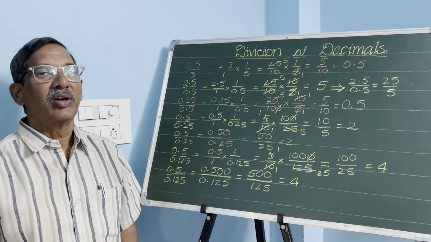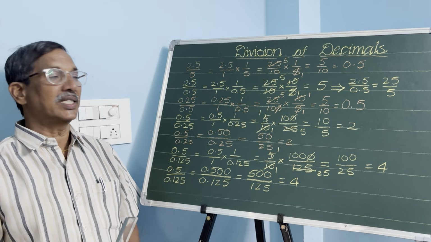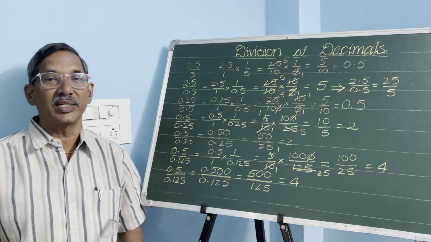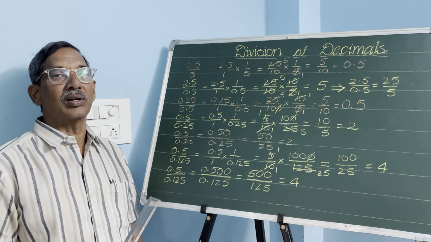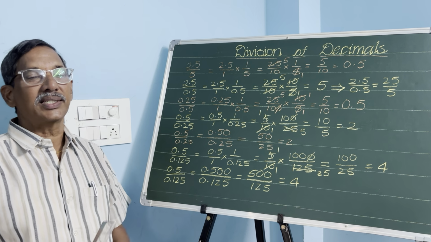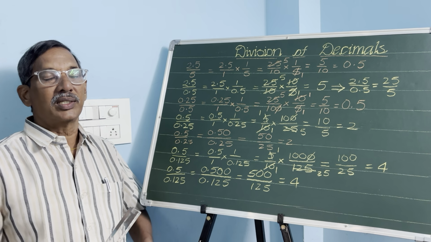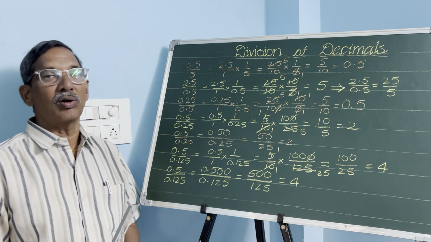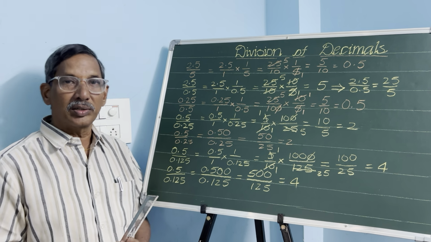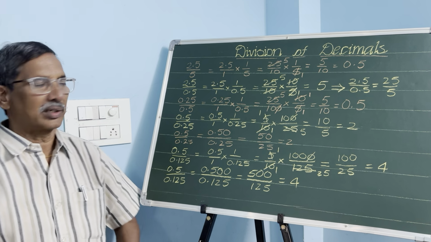In this session, we will talk about division of decimals, decimal fractions. Division of decimal fractions doesn't vary from the division of whole numbers. It follows the same rule as the division of whole numbers. Exceptionally, we have to observe the decimal points in the numerator and the denominator.